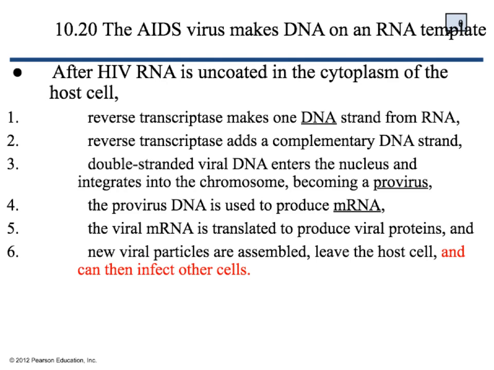So after HIV RNA is uncoated in the cytoplasm, we talked about how the reverse transcriptase makes one DNA strand from RNA. And then the reverse transcriptase is going to add the complementary DNA strand, and now we have a double-stranded viral DNA. It enters the nucleus, and then it becomes integrated. We called the other one a prophage because it was from a bacteriophage, which is the name of the virus that affects bacteria. Well, this we're just going to call provirus. So now we have that provirus.